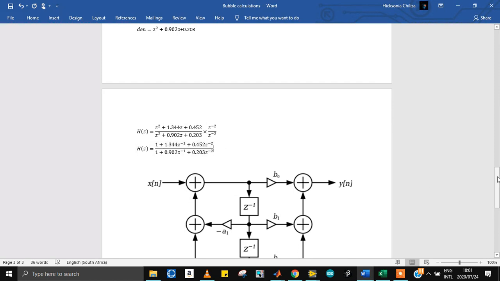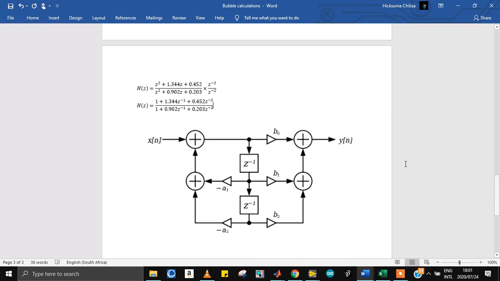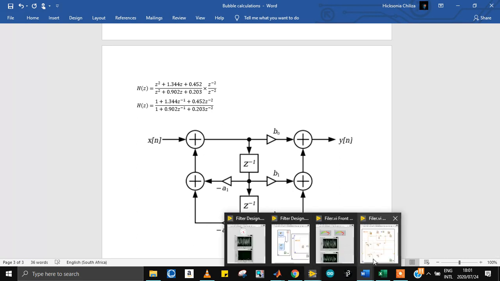Looking at this structure, I just want to show B0, B1, and B2 will be your numerator coefficients in that order, and then negative A1 and negative A2 will be the denominator coefficients. So it's going to be negative 0.902, and then it's going to be negative 2.03. You should plug this into your IIR filter.